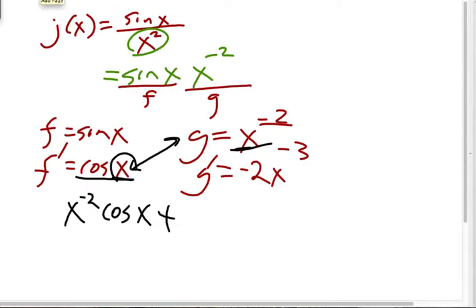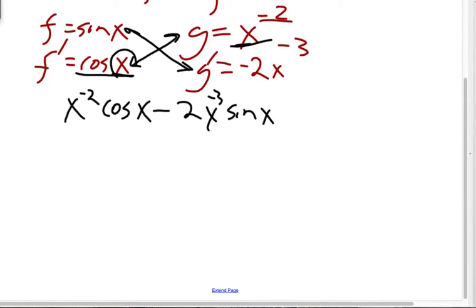So I will have x to the negative 2 times cosine of x, plus, and then I will have g prime f. And again, I've got a negative. That will be minus 2x sine of x to the negative 3. Whoops, wrong one. To the negative 3 up here. Okay, so now let's go back in and rewrite this thing, now that we've got this.